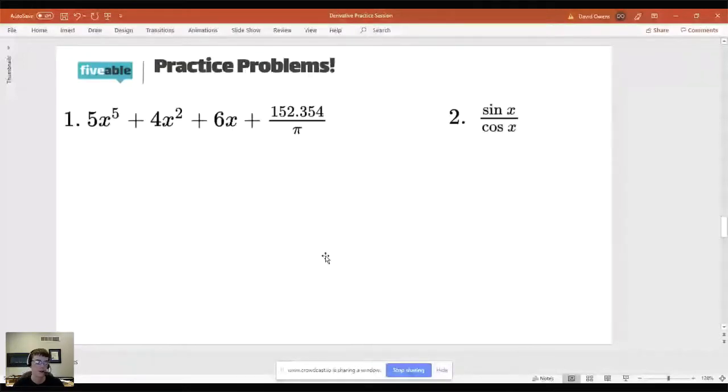So what we've done so far, if you've just arrived: we've taken a look at power and trig function reviews, and then introduced some of the more two-part derivative rules: product, quotient, and chain. Now we're going to move on to some practice problems.